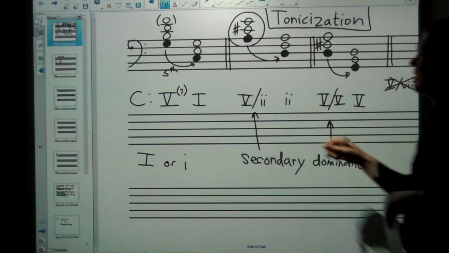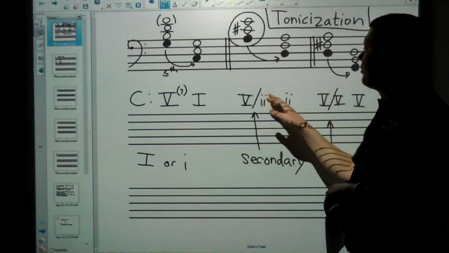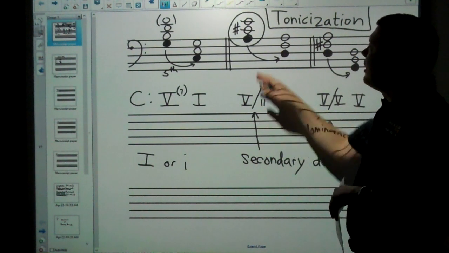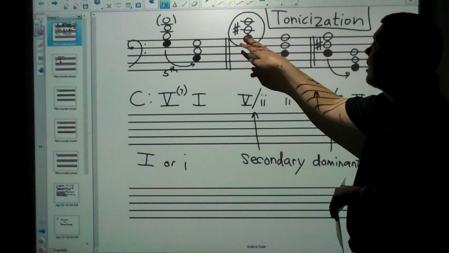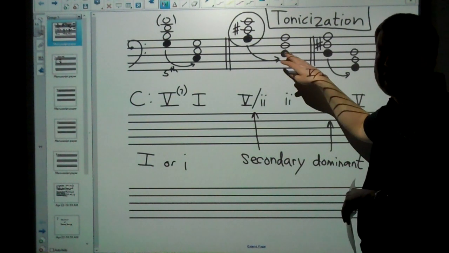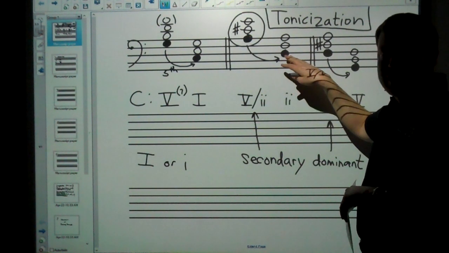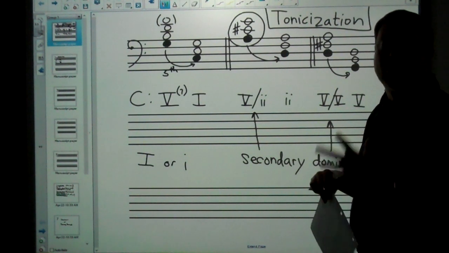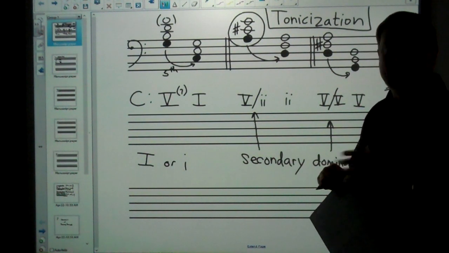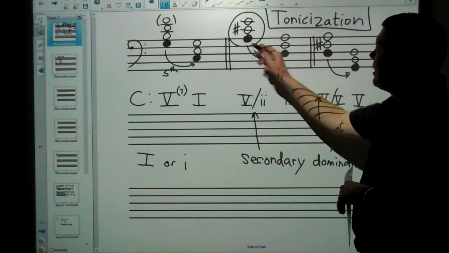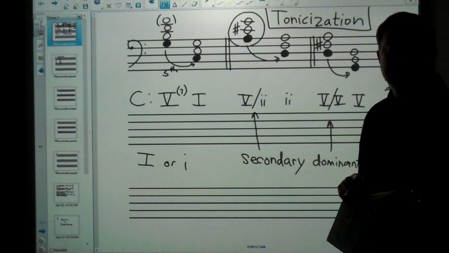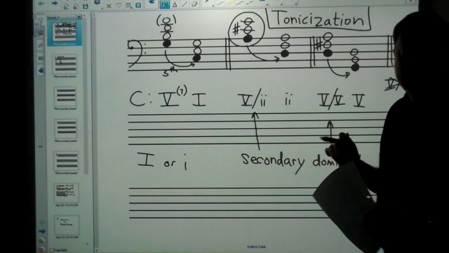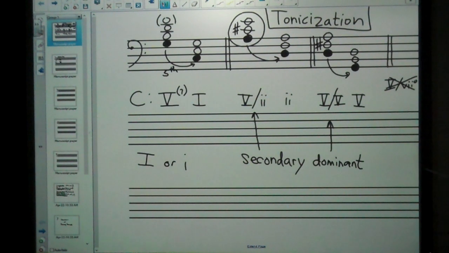Tonicization. We say that when a major or minor triad is preceded by its own dominant, that secondary dominant chord tonicizes the chord that follows it. In other words, it makes that chord temporarily sound more important. It emphasizes or elevates its status because of the falling fifth root movement that we have. Okay? That's tonicization.